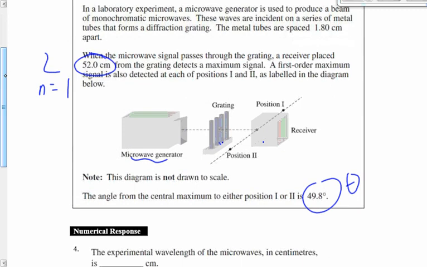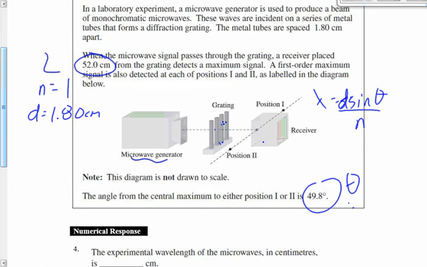Yeah, d, the distance between the openings there, is 1.80 centimeters. We're just going to say lambda is equal to d sine theta over n. We have to use this equation because the angle is huge, way bigger than 10 degrees, right? Okay, let's plug our numbers in there.